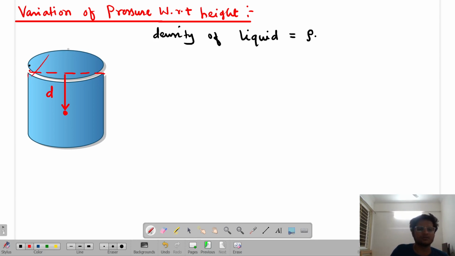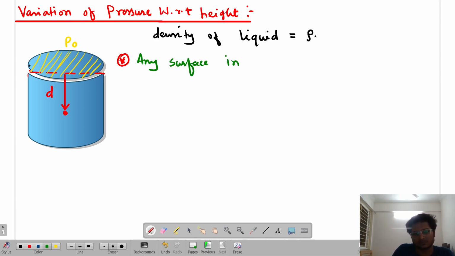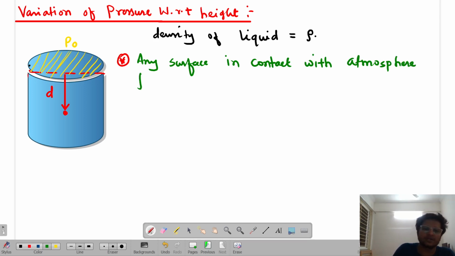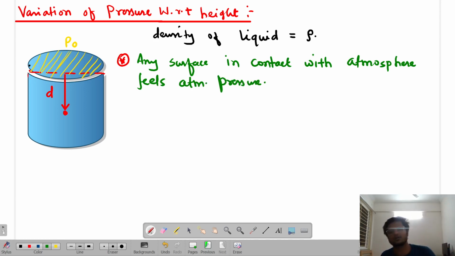So you know that this upper surface has the same value of pressure at each and every point since it is in contact with the air. The atmospheric pressure is present over that. So remember that any surface in contact with the atmosphere feels atmospheric pressure. Are you able to get me or not?